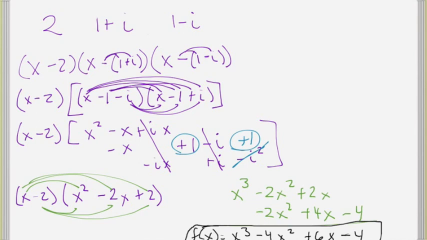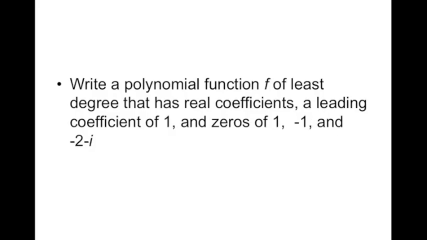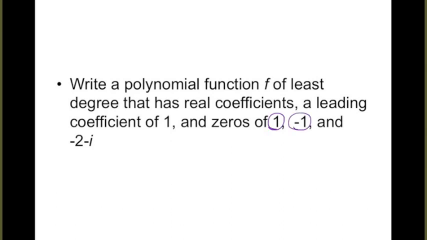Let's do another example. All right, so we can ignore all that stuff in the beginning, start paying attention once it tells us what the zeros are. We've got zeros of 1, negative 1, and negative 2 minus i, which means that we also have a solution of negative 2 plus i, because imaginaries always come in pairs with the same stuff but the opposite i.